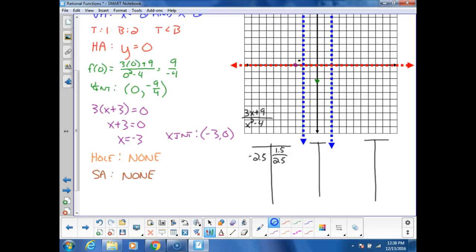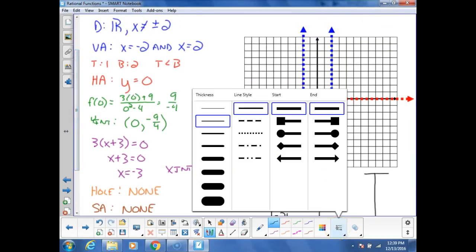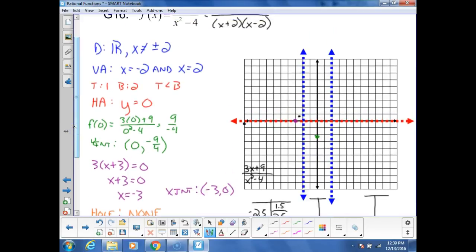Now, let's check negative 10. If I put negative 10 in there, I get negative 30 plus 9, which is negative 21, over positive 96. That's going to be a negative number very close to negative 0.2. So my function on this side of my vertical asymptote is underneath but crosses over and turns upward.